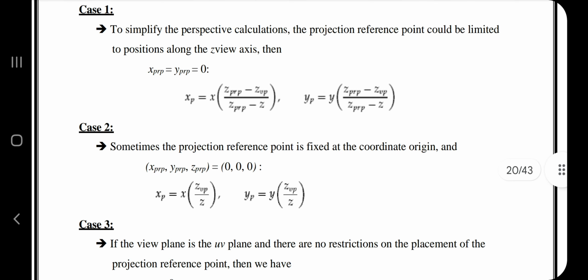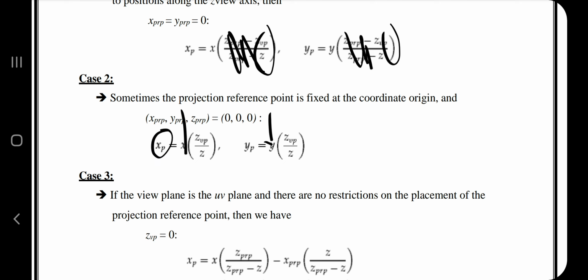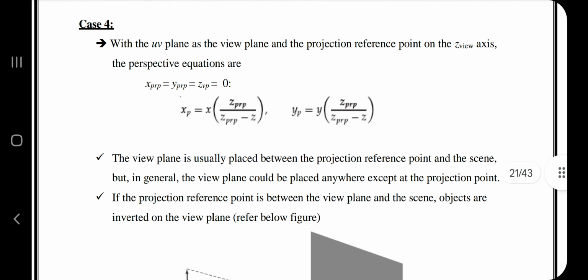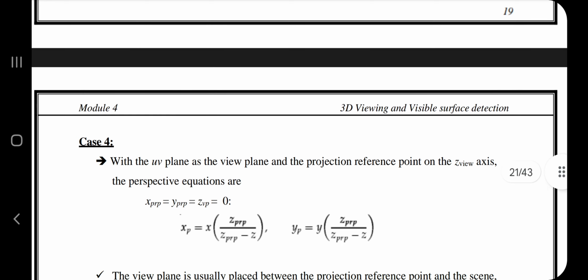And quickly recapping what I told. Here you will remember zprp minus zvp divided by zprp minus z, and that you will multiply by x to get xp, multiply by y to get yp. After that you will move to case 2. You will cut off this part. Okay, sorry, not this part: zprp minus, minus will be cut, remaining with zvp by z. That's case 2. Multiply by x to get xp, multiply by y to get yp. After that, we will move to case 4. There we will cut off the minus zvp. So whatever remains, multiply by x to get the xp value, multiply by y to get the yp value.